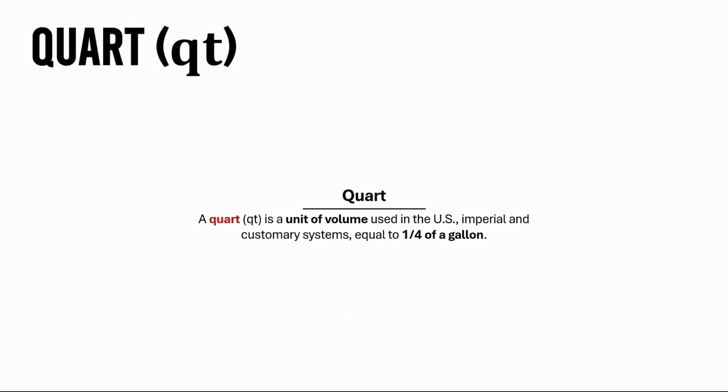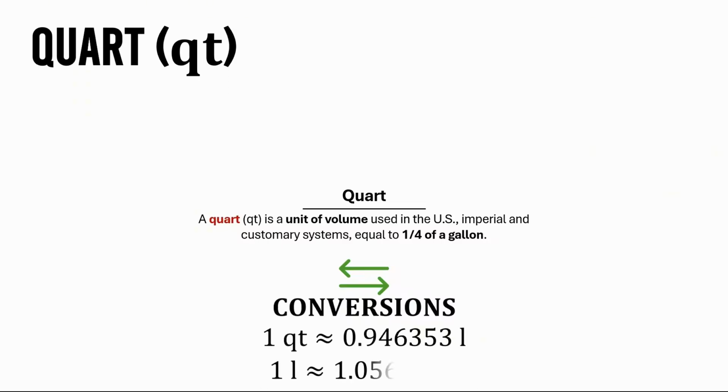Quart. QT. A quart is a unit of volume used in the US imperial and customary system, equal to 1/4 of a gallon. Conversions. 1 quart is around 0.94 liters. 1 liter is around 1.05 quarts.